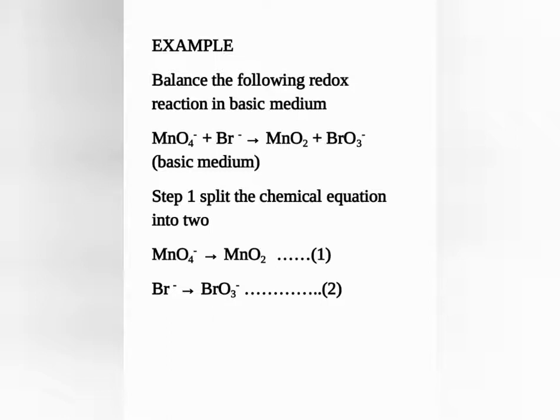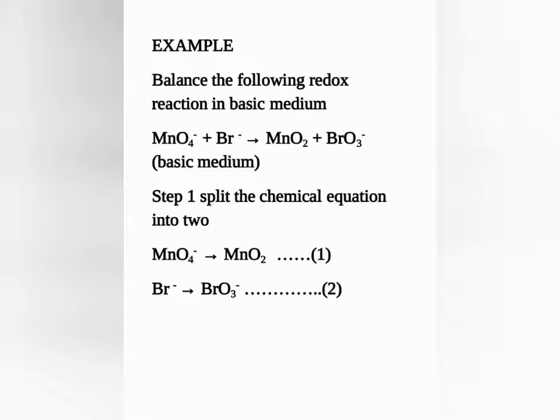Keep in mind that the same steps are followed when balancing in basic medium, but there is a change in one single step, since the reaction is taking place in the presence of base, that is OH- ions. The first step is the usual one, splitting the chemical equation into two: MnO4- gives MnO2, and Br- gives BrO3-.